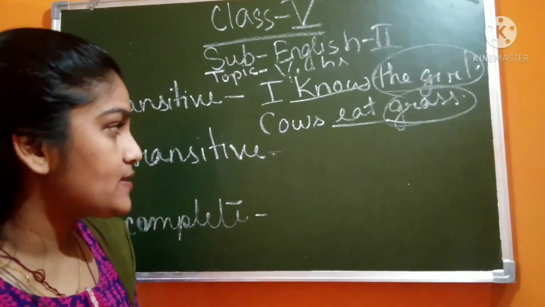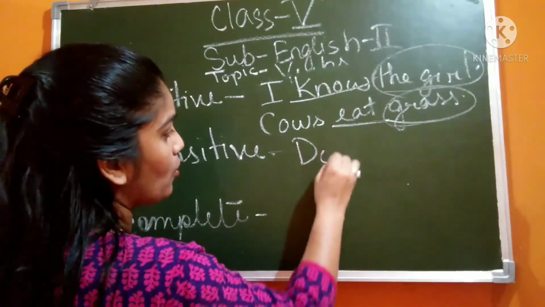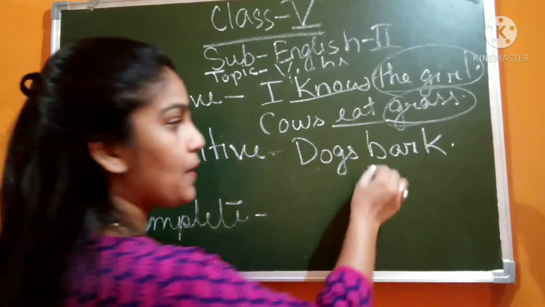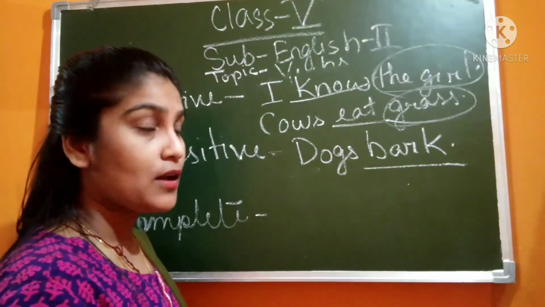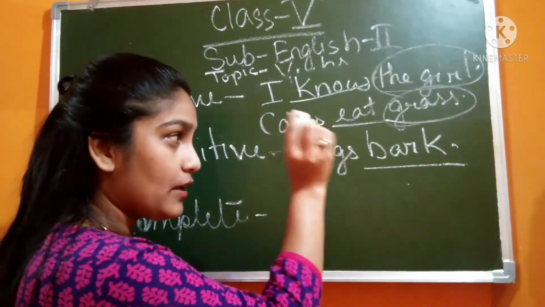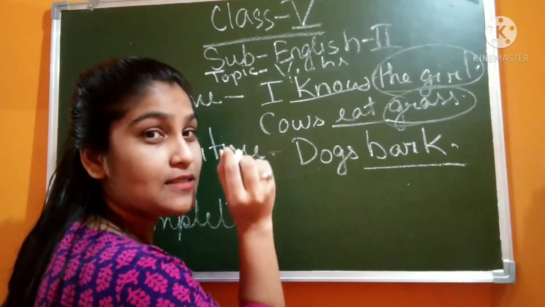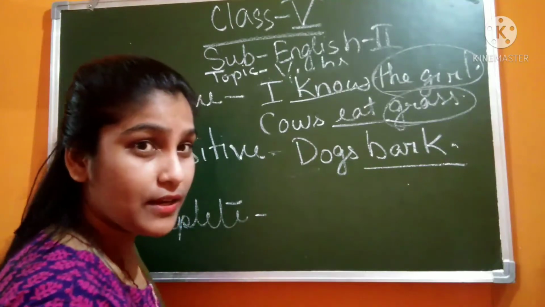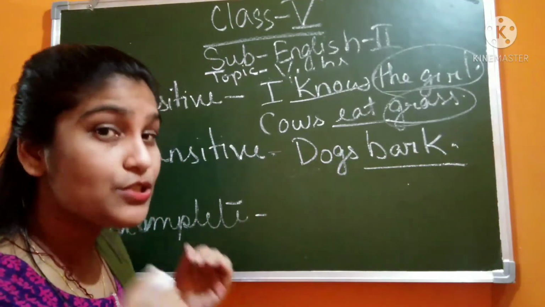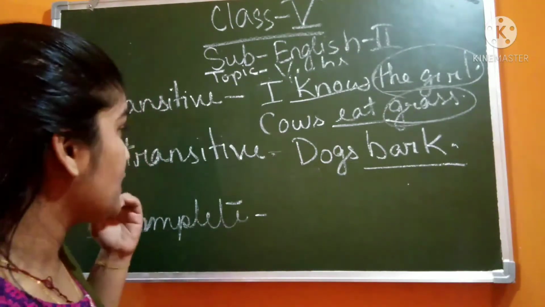Now about the intransitive verb. If I write here, dogs bark. In this sentence, which one is the verb? Bark is the verb. Dogs bark. We have not written anything after the verb, still it is making sense. The meaning is complete, right? So when a verb doesn't require an object to complete its action, that is called an intransitive verb.